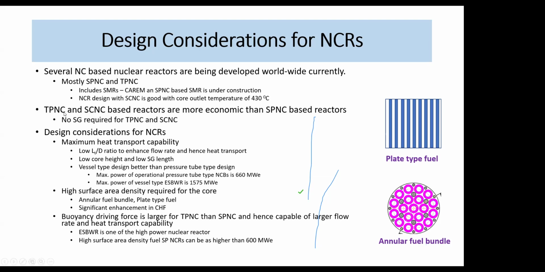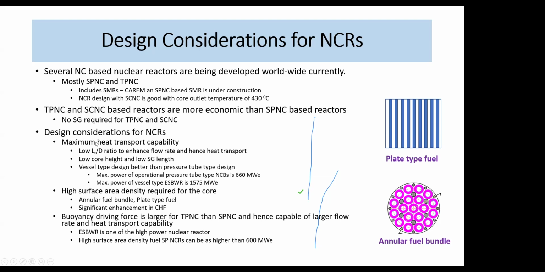Two-phase and supercritical natural circulation-based reactors are more economic than single-phase natural circulation reactors, basically because two-phase and supercritical systems do not need a steam generator, whereas single-phase systems need a steam generator, and that's why it is more economic.